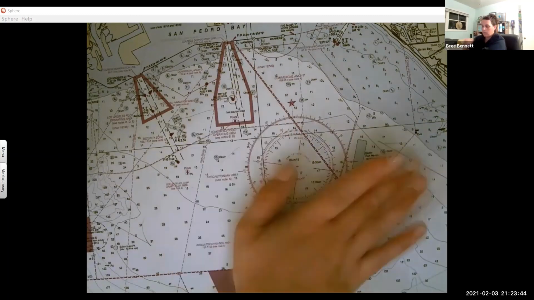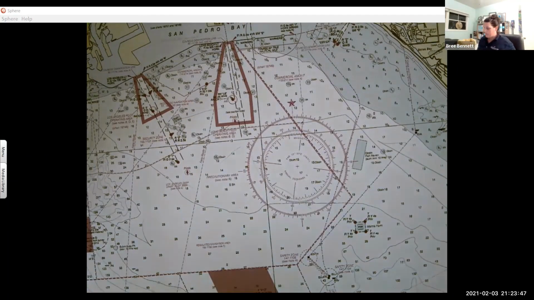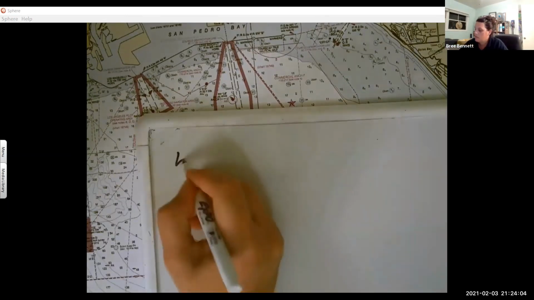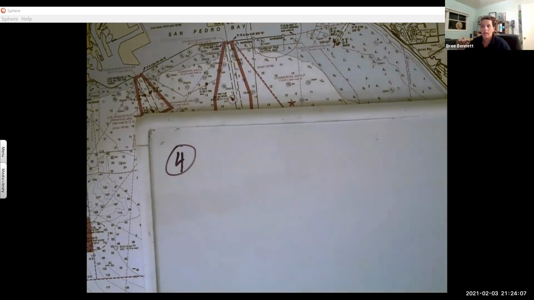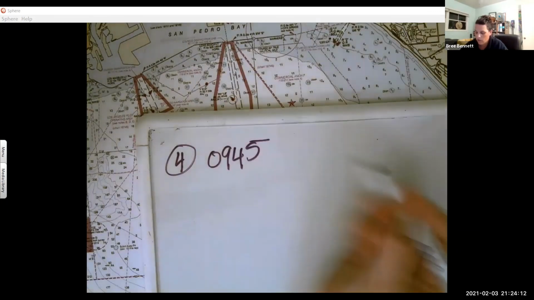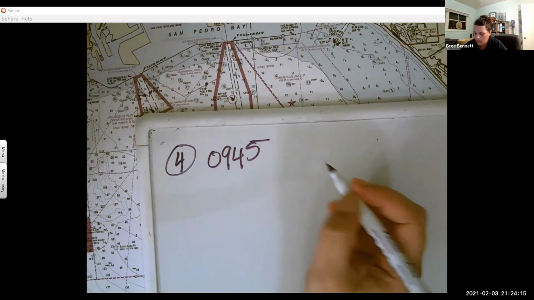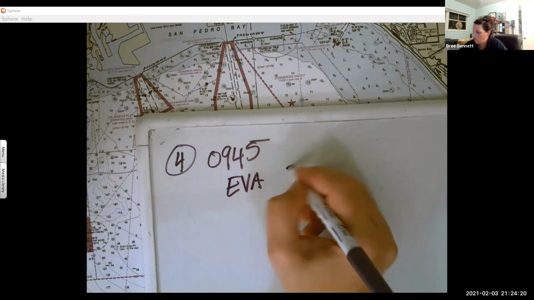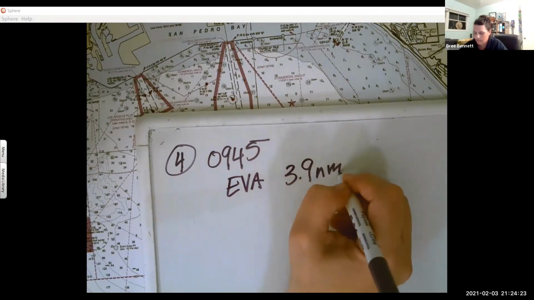Yeah, okay, I got both of them on here. Okay. So in number 4, they tell us at 9:45, the oil platform EVA has a range of 3.9 nautical miles.